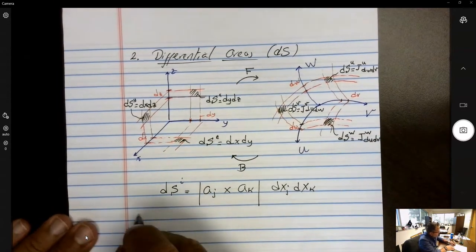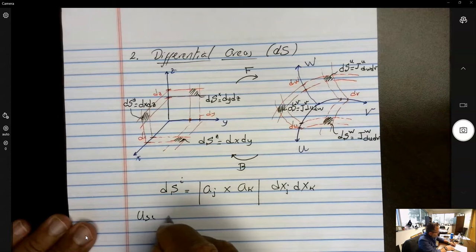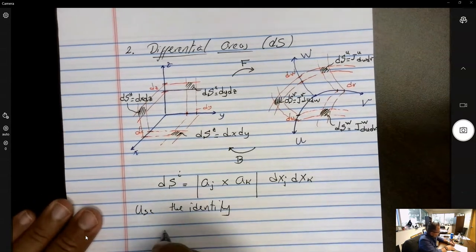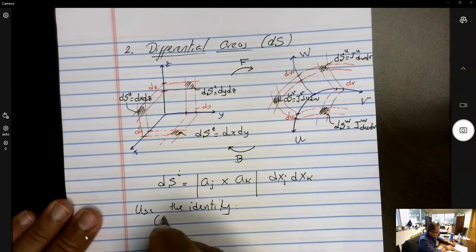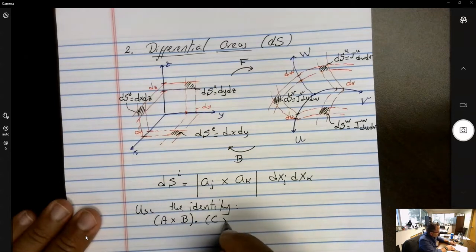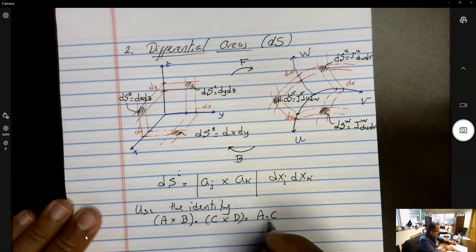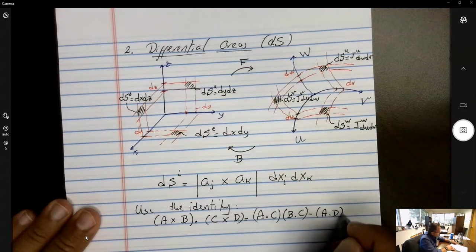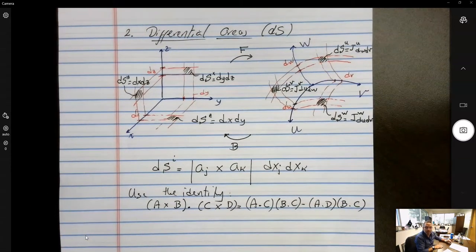So we use an identity in order to resolve this. We use the identity that says that vector A cross vector B dotted into vector C cross vector D should be equal to A dotted into C, B dotted into D, minus A dotted into D, B dotted into C. So it's just a vector identity.